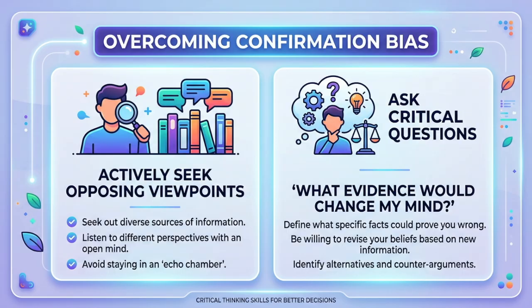So if you believe a certain diet is the best, you like to pay more attention to studies that support it and dismiss ones that don't. It applies in politics, whatever you can think of, there's a confirmation bias to go along with it. So to counter this bias, actively look for opposing viewpoints and ask yourself, what evidence would change my mind?